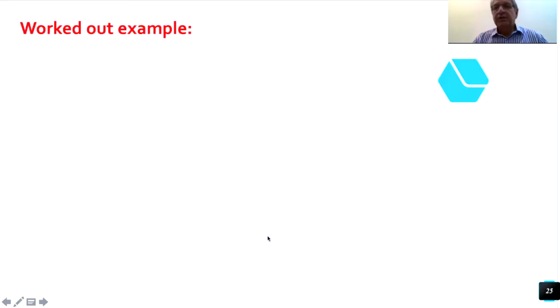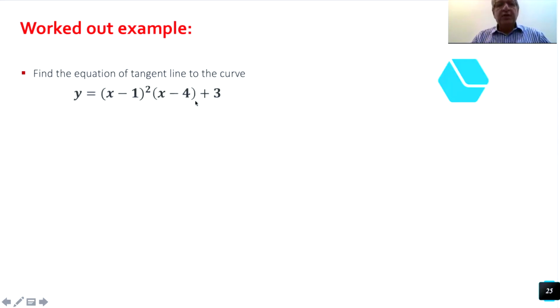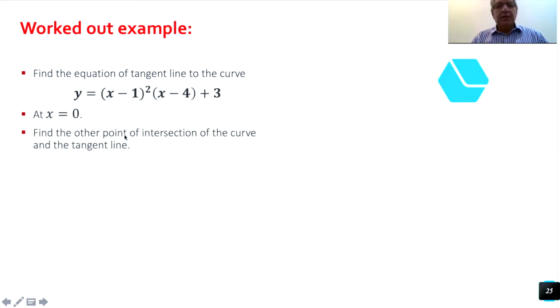Now let's see the next question. He's asking us to find the equation of the tangent line to the curve. We have the curve like that. Let's see what the point is: at x equal to 0. Therefore, at x equal to 0, we need to differentiate this and find the other point of intersection of the curve and the tangent line. Let's forget about the second part. The first part: we want to find the equation of the tangent line to the curve. Let us do that first.